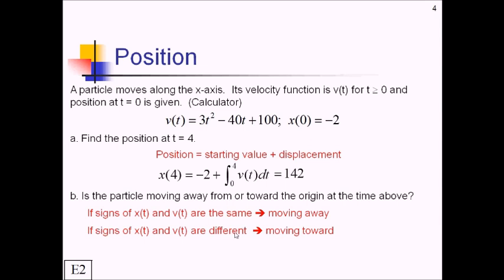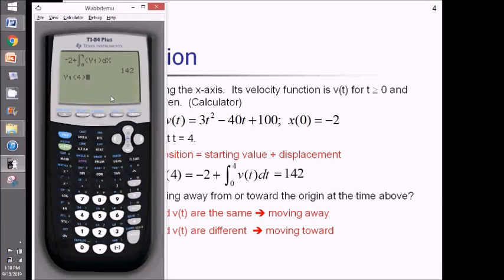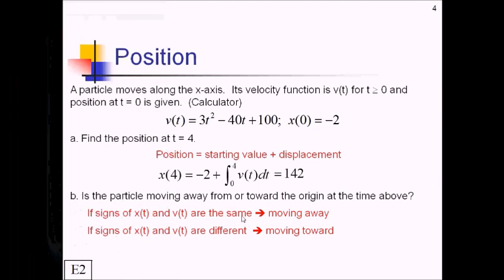All right, so we already know that x is positive here. We need to figure out whether v of 4 is positive or negative. So let's actually plug 4 into our v function using our calculator. So to do that on the calculator, I'm just going to do y1 of 4, which comes out to negative 12. All right, so that's negative, less than 0.